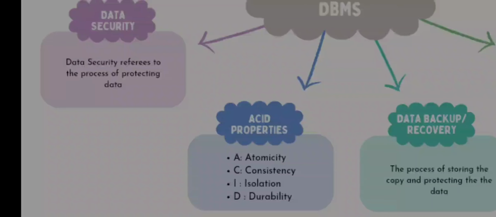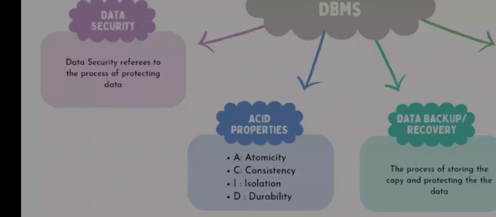Third is isolation. Multiple transactions occur independently without any interference, which is known as isolation. If I am performing something, no other transaction will come into it and perform some other operation or interfere with it. That is isolation.